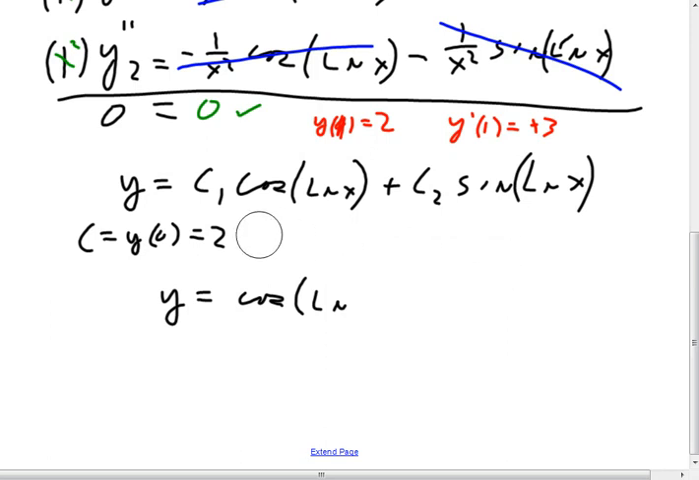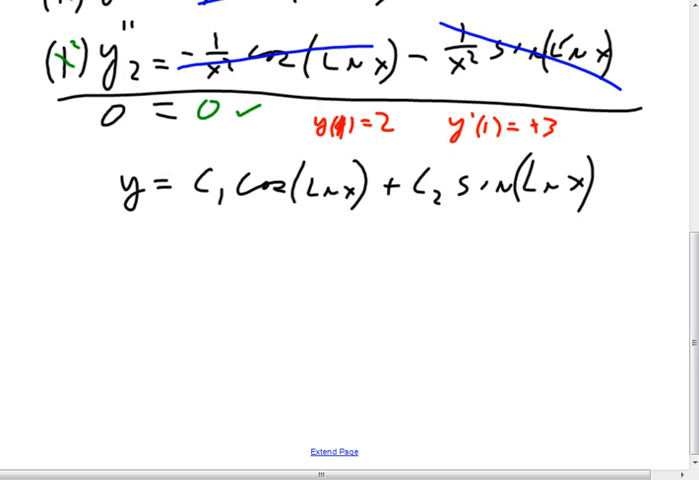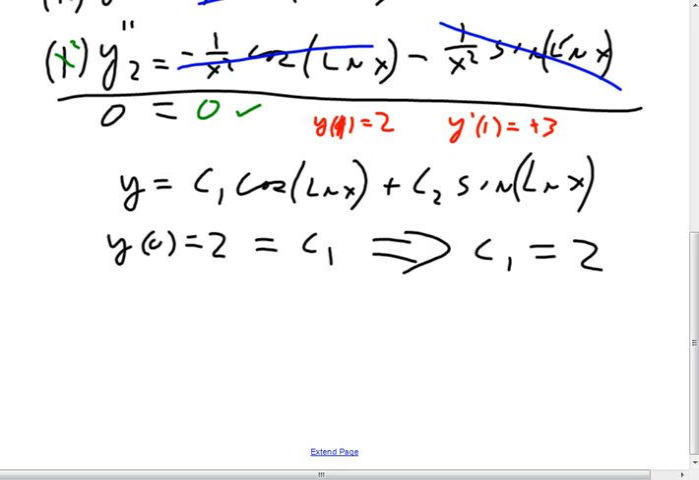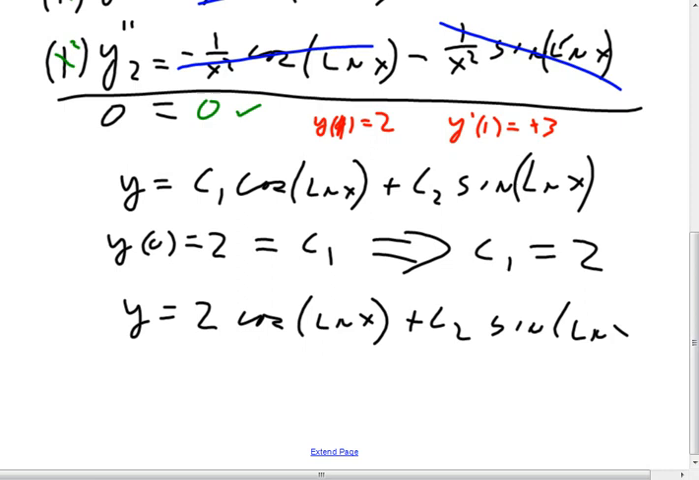No one's complaining yet, but I'll erase it anyway. Okay, as I was saying, y at 1 is 2, which is equal to C1, implying C1 is equal to 2. Okay, because the sine guy went away, the cosine guy becomes a 1. So now I've got y is equal to 2 cosine natural log x plus C2 sine natural log x.